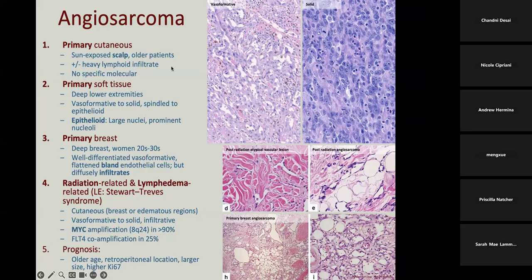So morphologically, your primary cutaneous, your primary soft tissue tend to be vasoformative, tend to be high grade, versus your primary breast tend to be a little bit more, there it is on the bottom, more flattened endothelial cells, but highly infiltrative. And then your post-radiation angiosarcomas can be differentiated in the skin of the chest by MYC immunostain. There was just one of these that the breast service had. So if y'all want to see it, I think we have the slides somewhere.